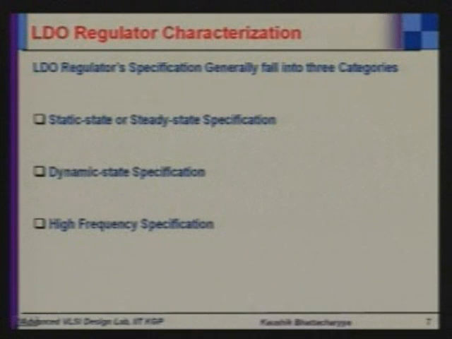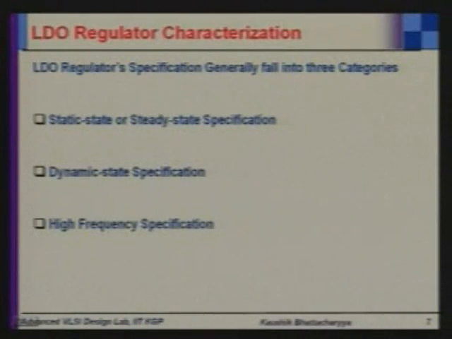Now, LDO regulator characterization. In this context, I will briefly explain LDO regulator specifications, that means steady state specification. Steady state means when the output has reached its steady state value. At that time, what is the significant deviation that occurs at the output voltage due to a change of input supply voltage or load current. Dynamic state specification occurs at the transient moment. That means when a current step is given from 0 to its maximum value, whatever change occurs during this transient period comes into the category of dynamic state specification. Next, high frequency specification.